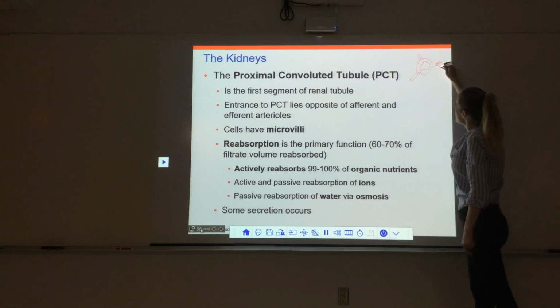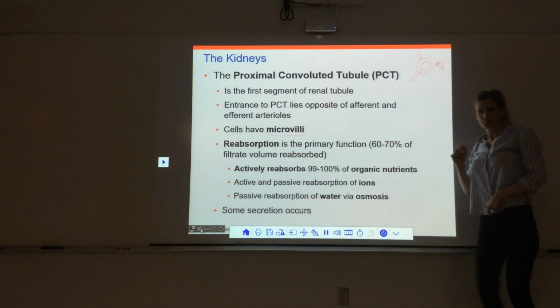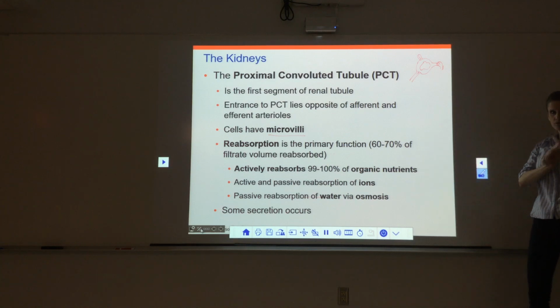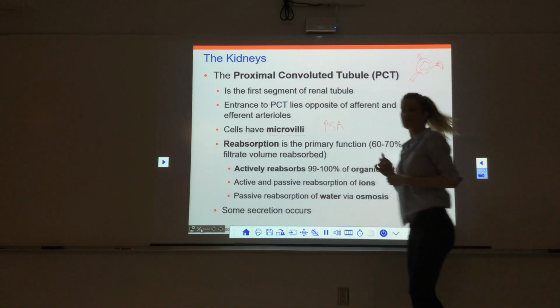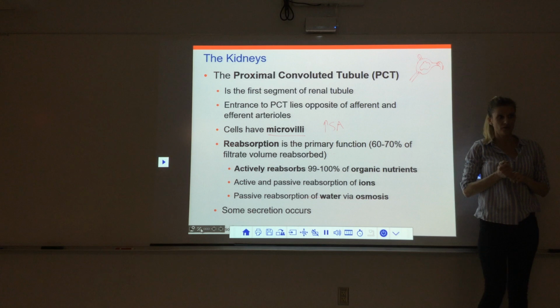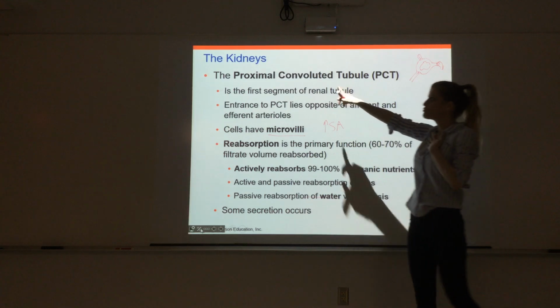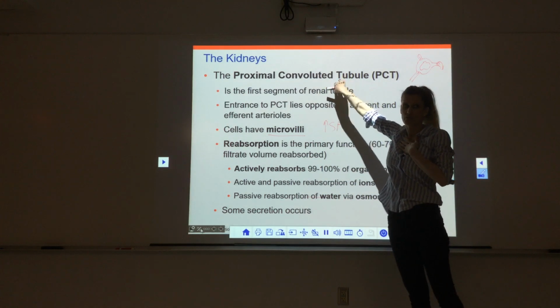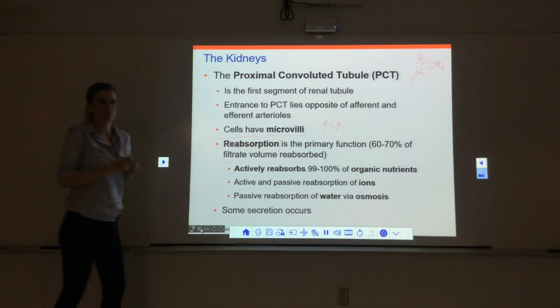When we look at the proximal convoluted tubule, we see that the cells that line this part of the tubule have microvilli present. What do microvilli do? They increase surface area. We saw that in the small intestine, didn't we? That microvilli were important to increase surface area. What does the small intestine do a lot of? Absorption. Okay? We said that we needed a lot of surface area for absorption. That's the same reason we have these microvilli present in the proximal convoluted tubule. We have a ton of reabsorption happening here.